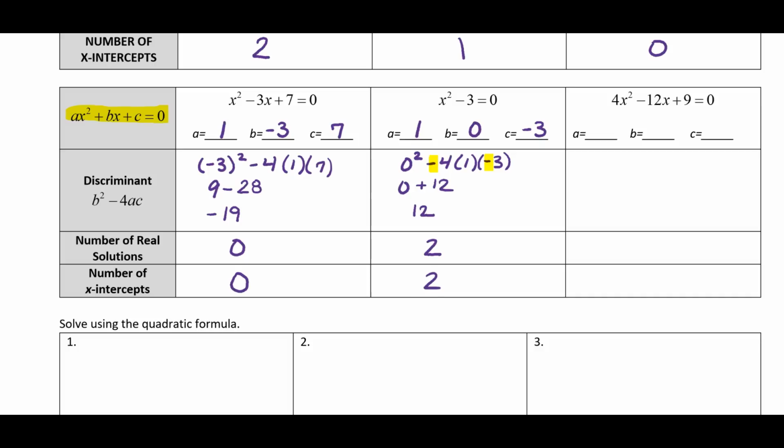All right, last one. A is going to be 4, b is negative 12, and c is 9. So go ahead and pause the video, figure out the discriminant, and then tell me the number of solutions and the number of x-intercepts. When you're ready, turn the video back on.